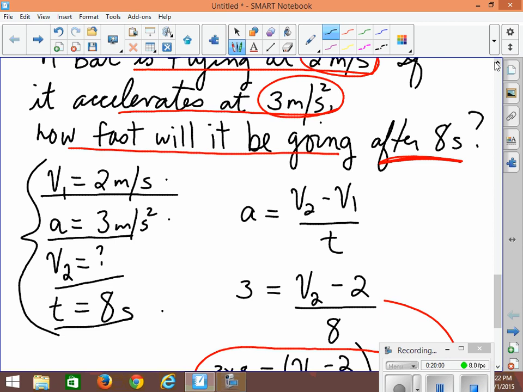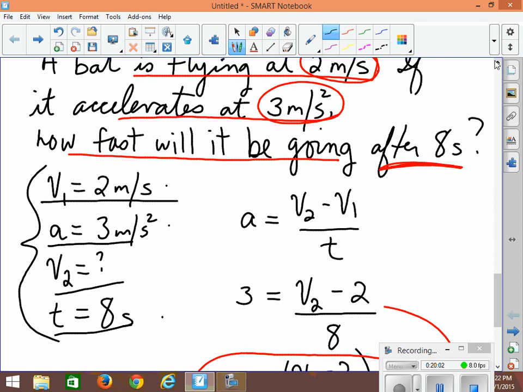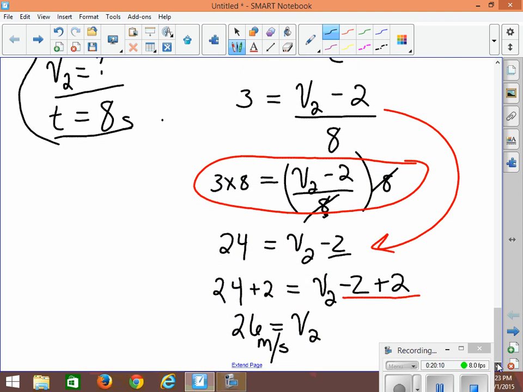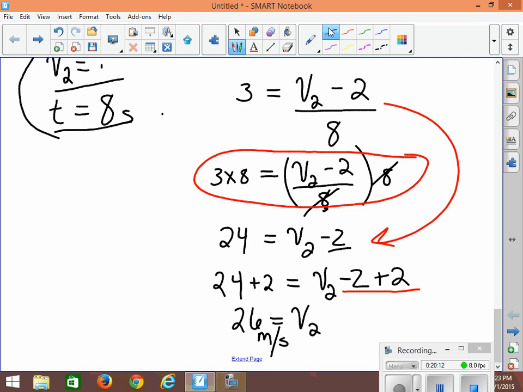Well, if he starts at 2 meters per second, and every second that goes by, he actually goes 3 meters per second faster. So let's just draw a little picture of that to help us understand what this means. Here's our bat. Here's 1 second, 2 seconds, 3 seconds, 4 seconds, 5, 6, 7, 8 seconds. Those are our seconds on there. So in the first second, he was going 2 meters per second.